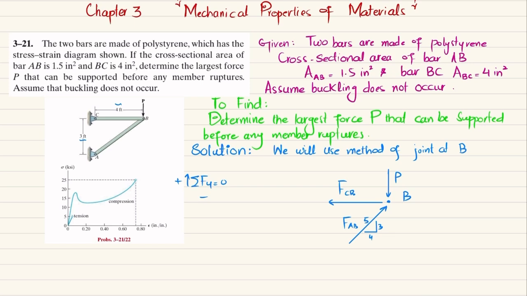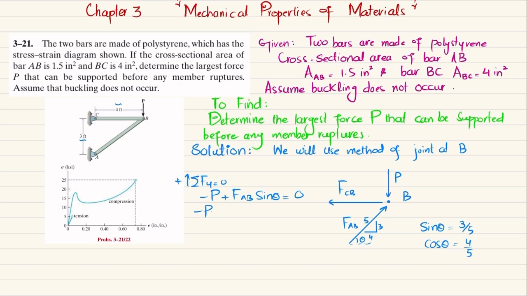So one force, which is P, is acting downward, so minus P, plus the vertical component of this force. It has two components, one is this, another one is this. If we take this angle as theta, then sine theta will be equal to 3 over 5, and cos theta will be equal to 4 over 5, base over hypotenuse. So the vertical component will be FAB sine theta, and the sum will be equal to 0.